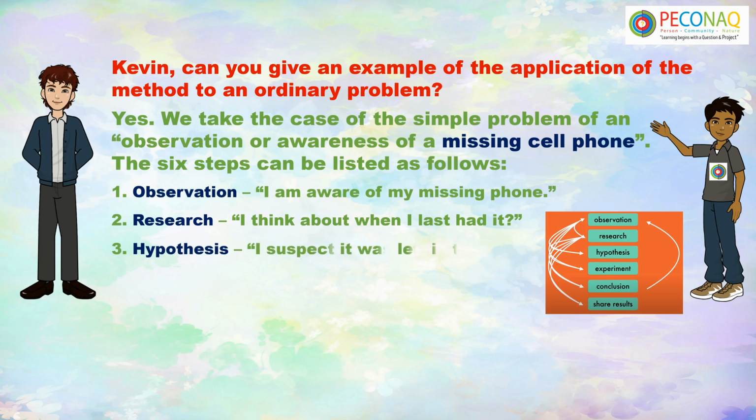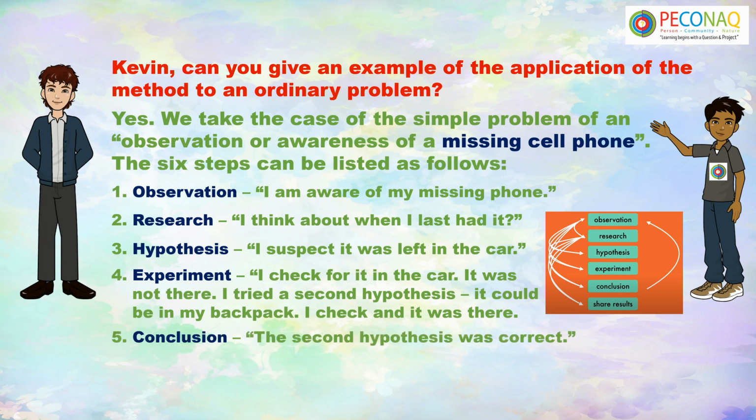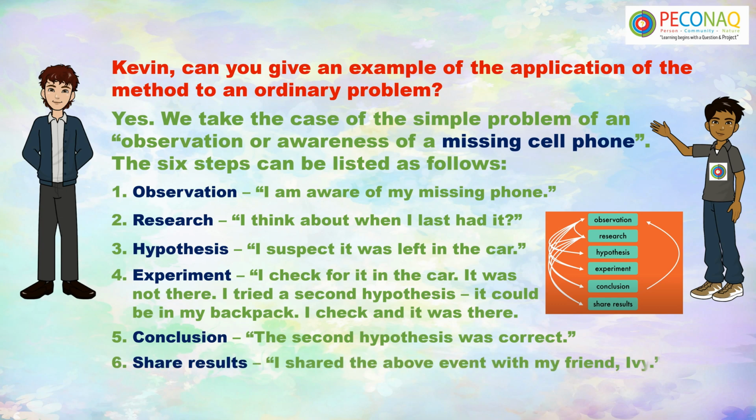Hypothesis: I suspect it was left in the car. Experiment: I checked for it in the car. It was not there. I tried a second hypothesis: it could be in my backpack. I checked and it was there. Conclusion: the second hypothesis was correct. Share results: I shared the above event with my friend, Ivy.